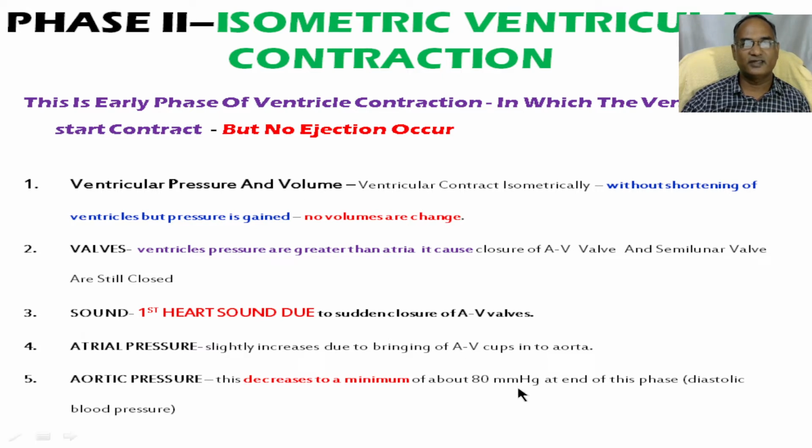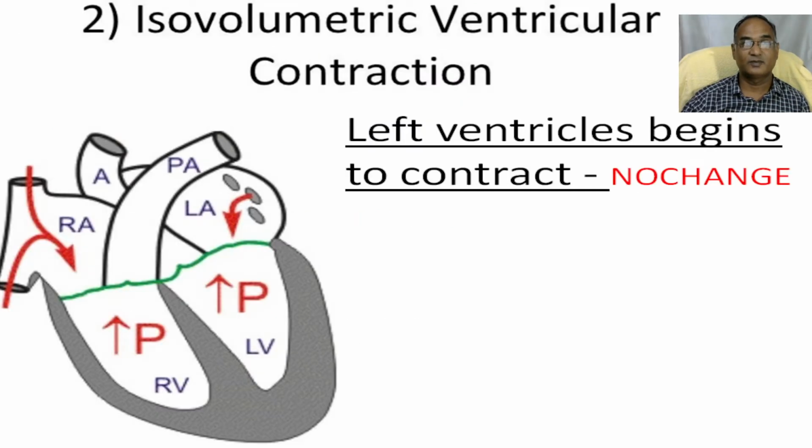So at the end of the phase, it is going to open the AV valves and push the blood. So in isovolumetric ventricular contraction, there is no change in the chamber volume because all the valves are closed. Chamber pressure remains in the ventricle, and the atrium is getting the blood. So there is no change in the blood volume.